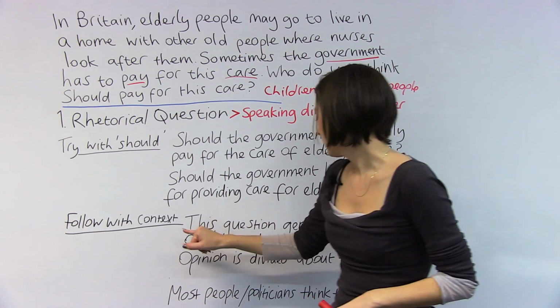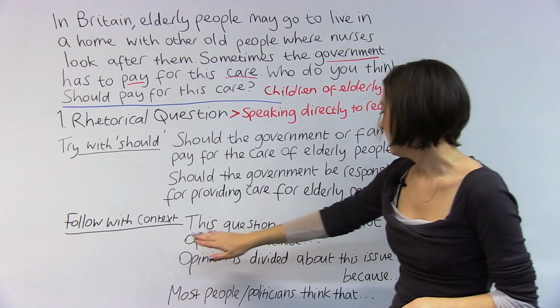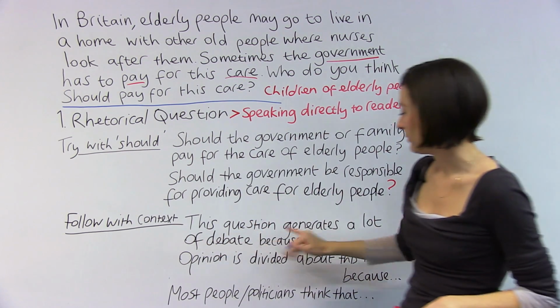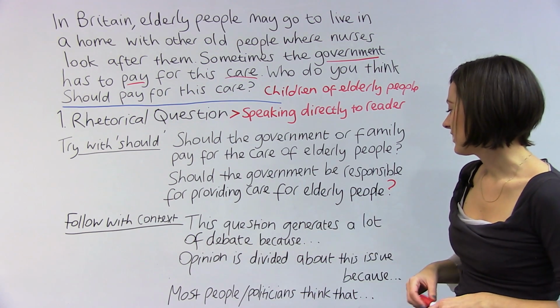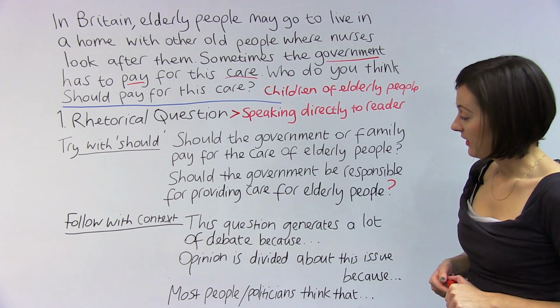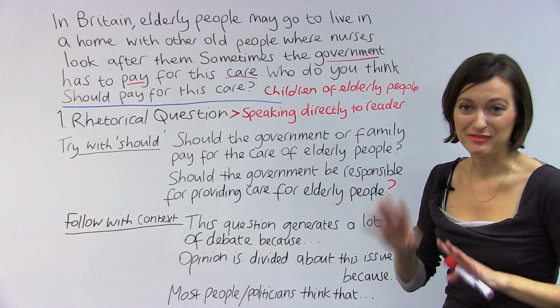For example, this question, talking about the rhetorical question, generates a lot of debate because, and now I'm going to improvise, this question generates a lot of debate because the care for elderly people is very expensive.